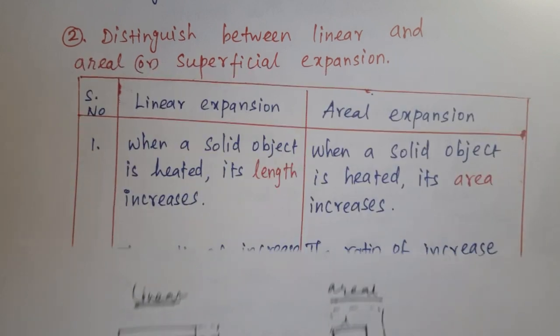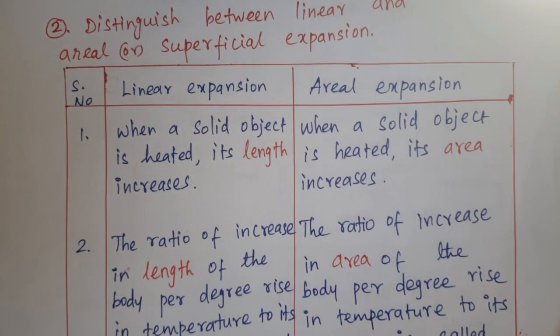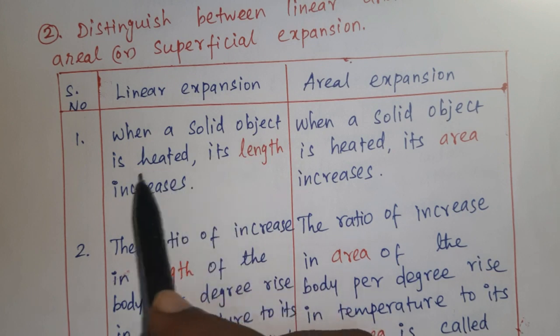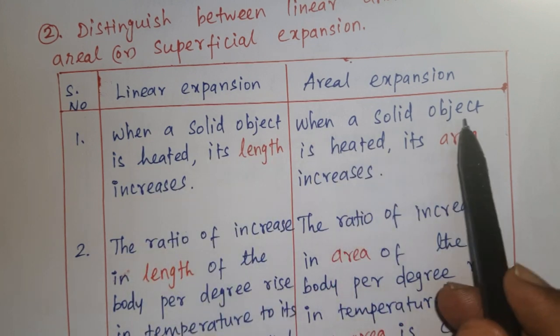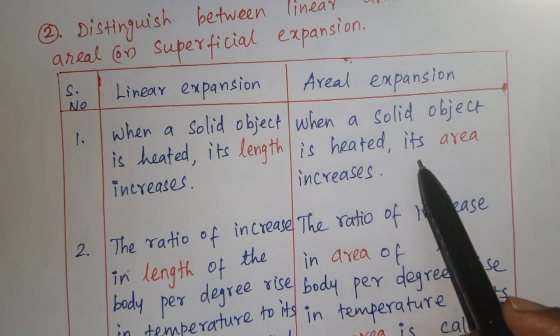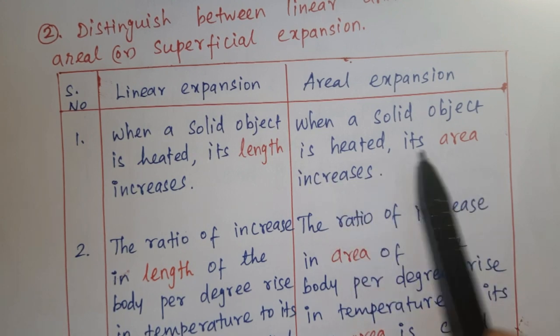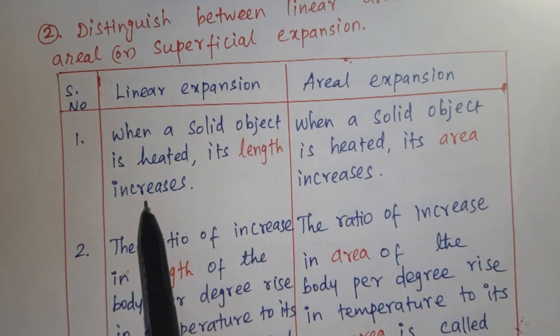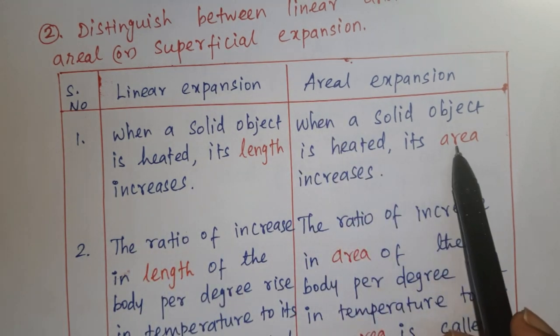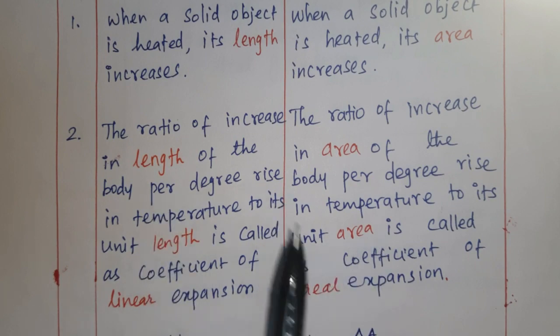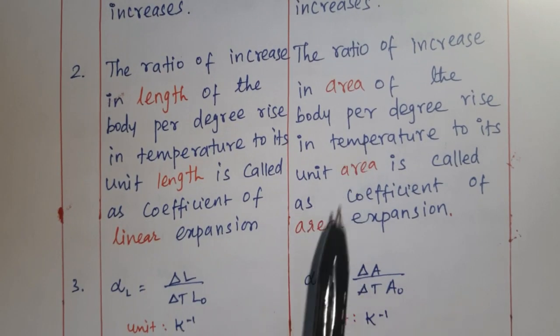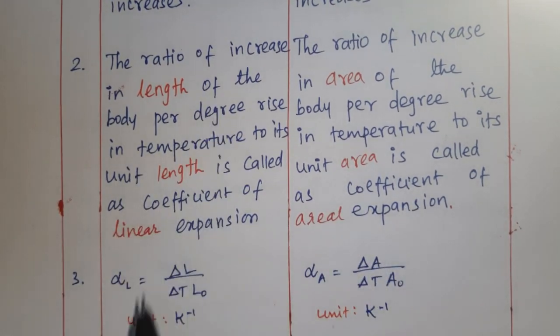Now we'll see the first point. When a solid object is heated, its length increases. When a solid object is heated, its area increases. So in linear expansion, length increases. In areal expansion, area increases. Next, in the second difference, by using this formula, you can write the statement easily.